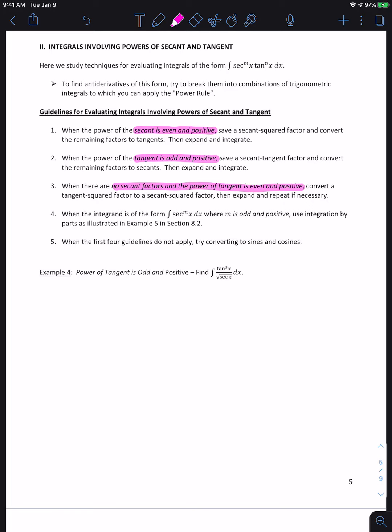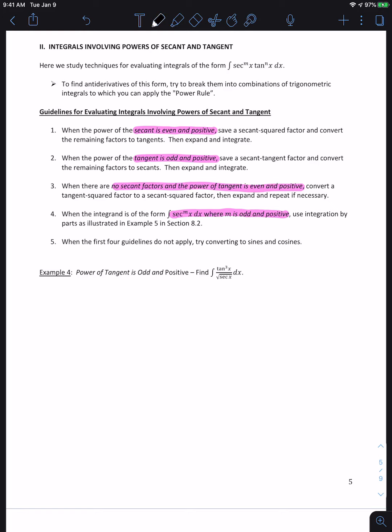So if the integrand is of the form secant to some power, in other words, if there are no tangents and m is odd and positive, then what we're going to do is use integration by parts. Right? We did a problem like this in the last section. I think it was secant cubed, and so we saved one secant to be one of our factors, and secant squared to be our other factor, and we used integration by parts. Right? And then when the first four guidelines don't work, try converting things to sines and cosines and see if things cancel out, so you can get something that you know how to deal with.